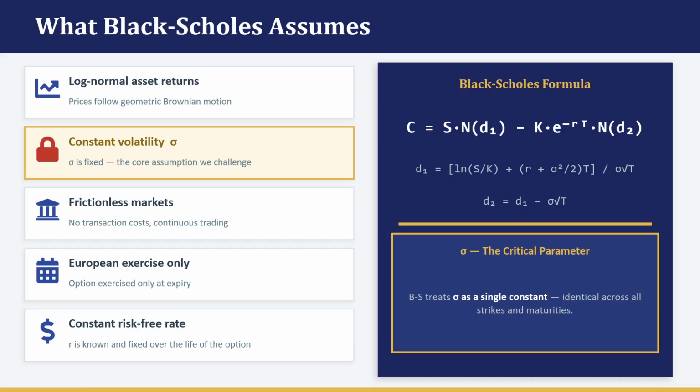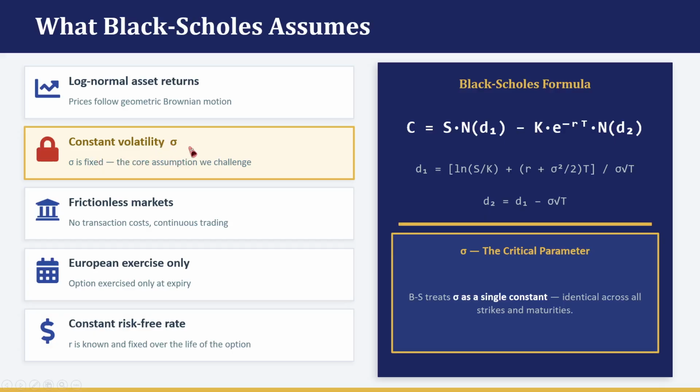So before we talk about what goes wrong, let's be precise about what Black-Scholes actually assumes. The model has five core concepts or inputs: log normal returns, constant risk-free rate, European style exercises, frictionless market, and crucially, the constant volatility sigma.